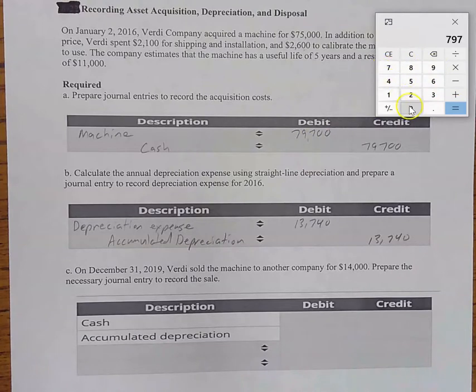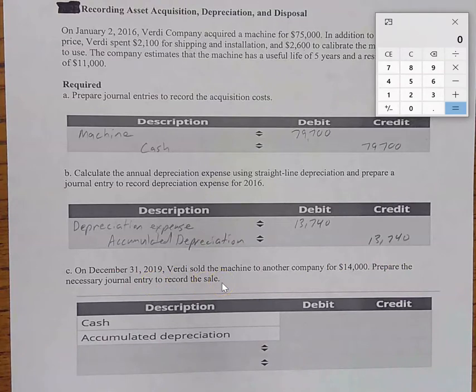And we would have a net book value for this asset of $65,960. Ignore the negative sign there. Okay. So now that we have the annual depreciation established as $13,740, we can move on to requirement C. And it says on December the 31st of 2019, Verdi sold the machine to another company for $14,000. Prepare the necessary journal entry to record the sale.